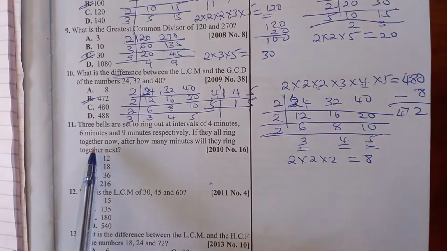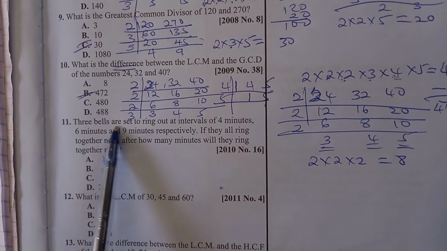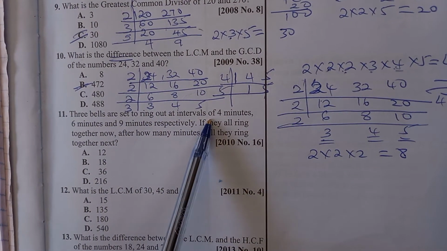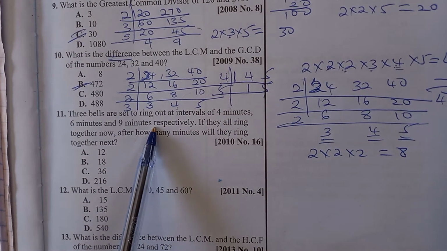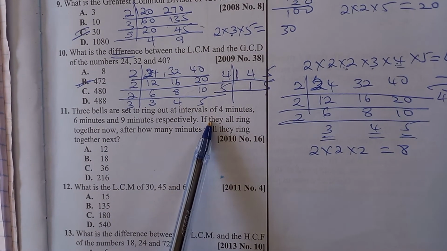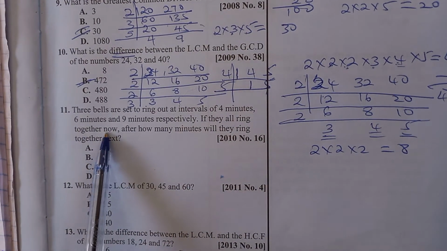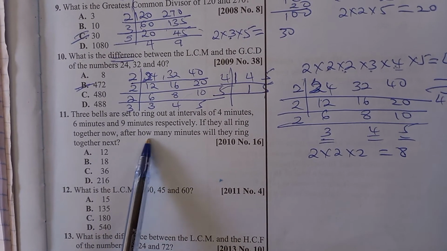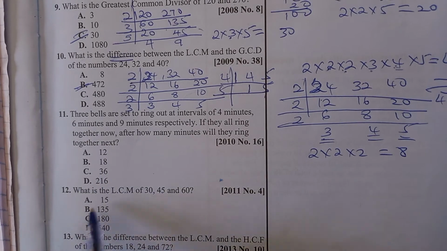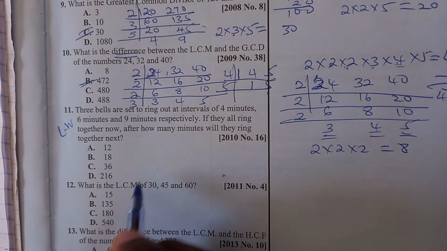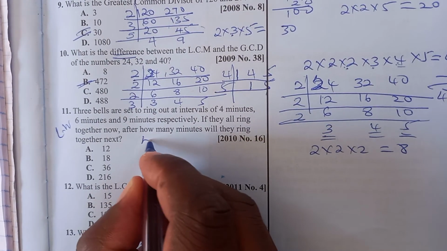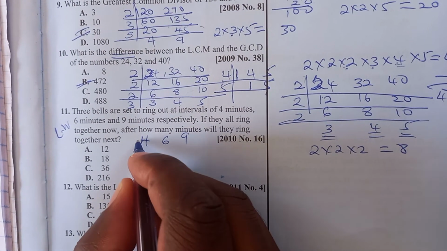Learners, we have a very good question here. We are told that 3 bells are set to ring out at intervals of 4 minutes, 6 minutes, and 9 minutes respectively. If they all rang together, after how many minutes will they ring together? The question is asking LCM. So we get the LCM of 4, 6, and 9.